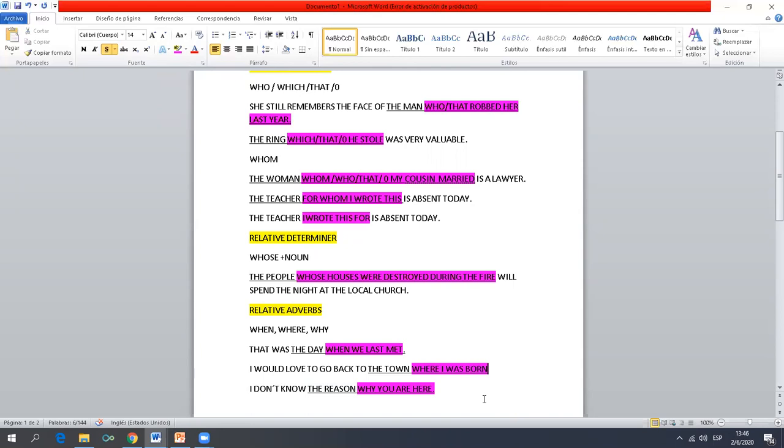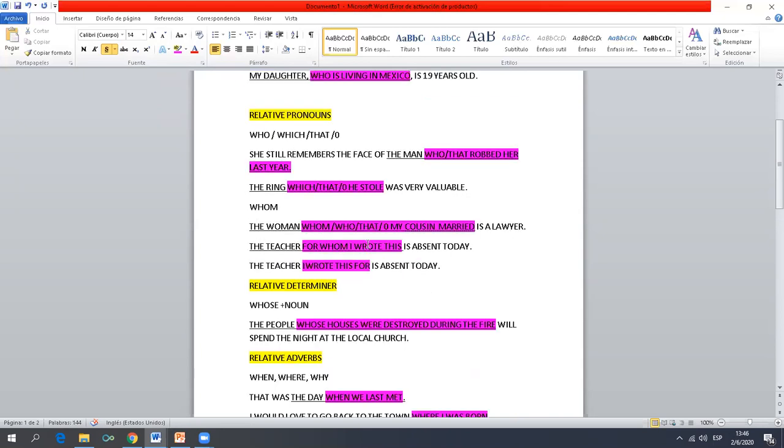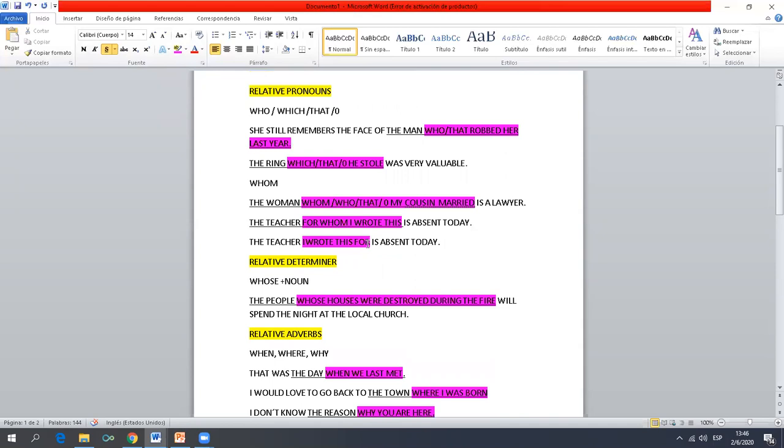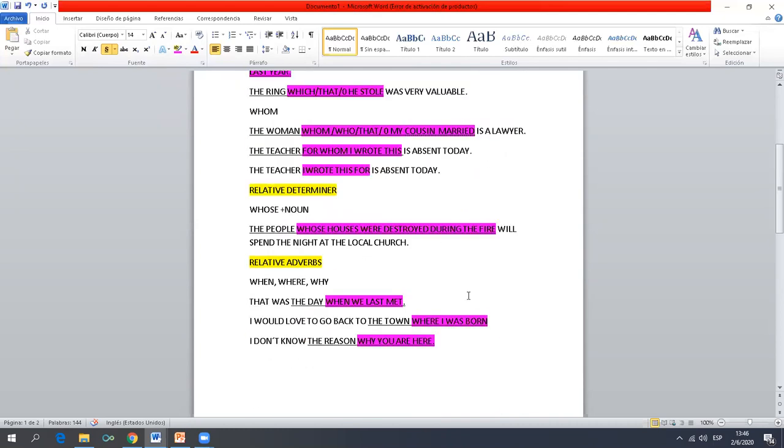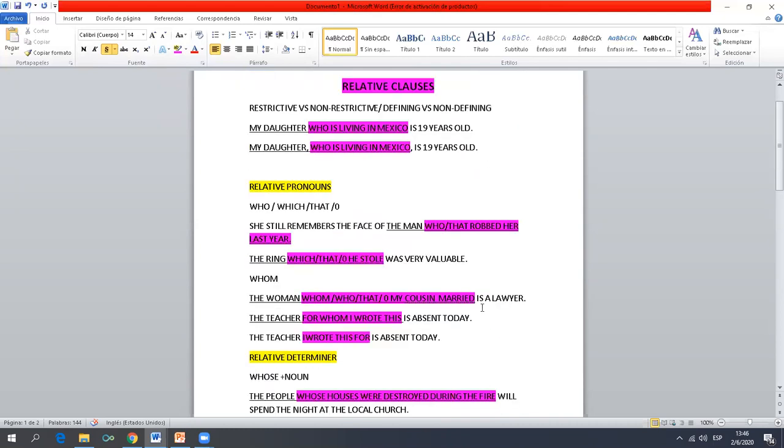Okay. Now, as I said before, you should remember that in the case of non-restrictive relative clauses, you cannot omit the relative, you cannot use that, and so you have to use the other relative words. When we start practicing, you will see that we use relative clauses all the time, and sometimes we don't even know we are using them, but they are really, really useful.